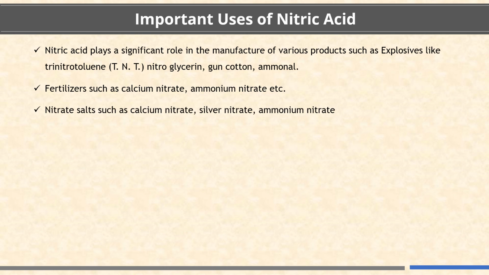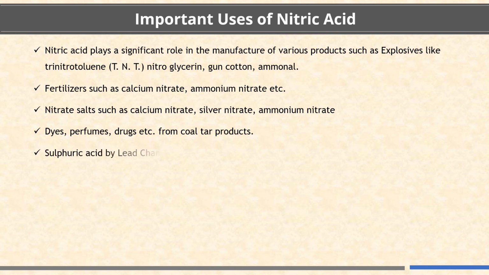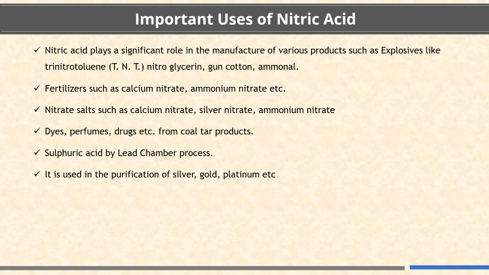Nitrate salts such as calcium nitrate, silver nitrate and ammonium nitrate. It is used in the manufacture of dyes, perfumes, drugs, etc. from the coal tar products. Nitric acid is used in the manufacture of sulfuric acid by lead chamber process. Nitric acid is used in the purification of silver, gold and platinum, etc.